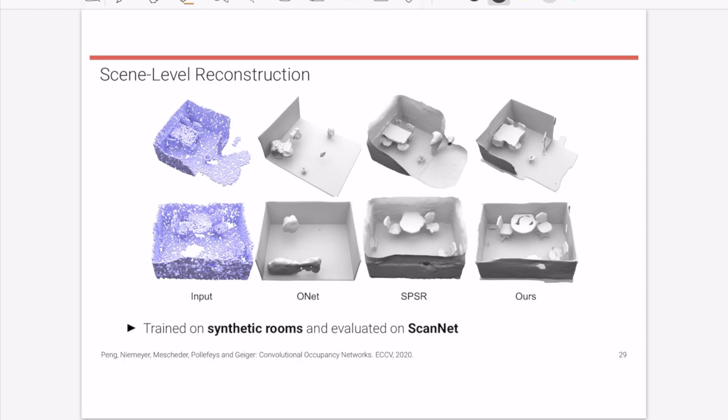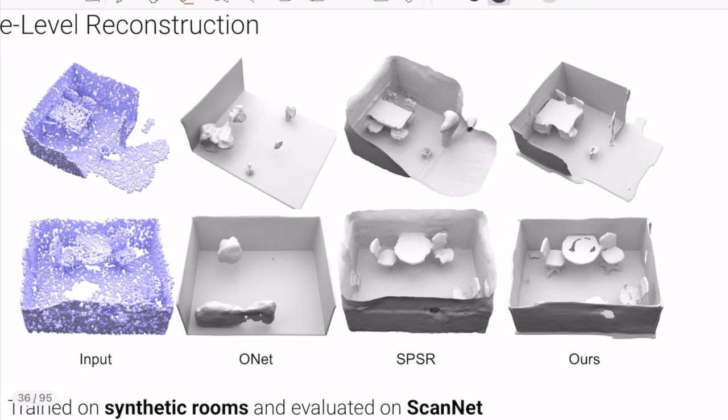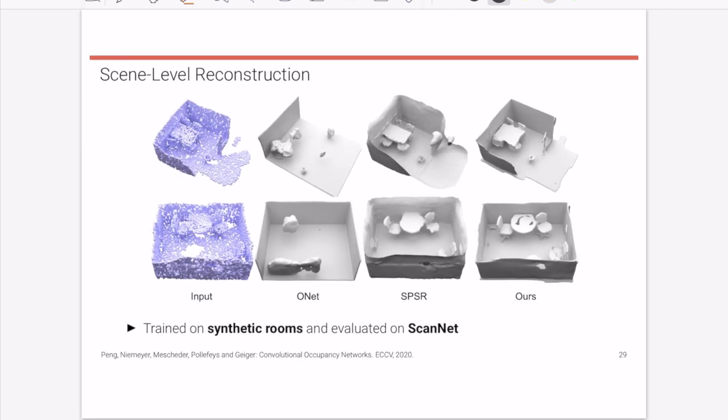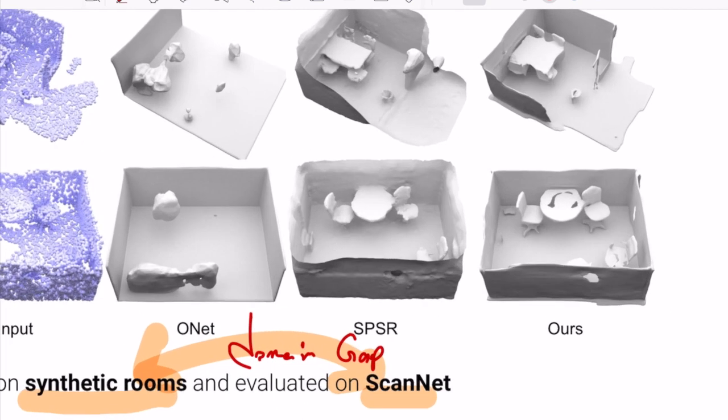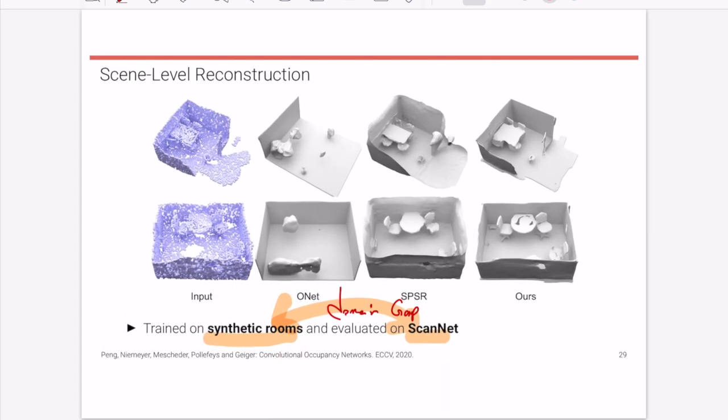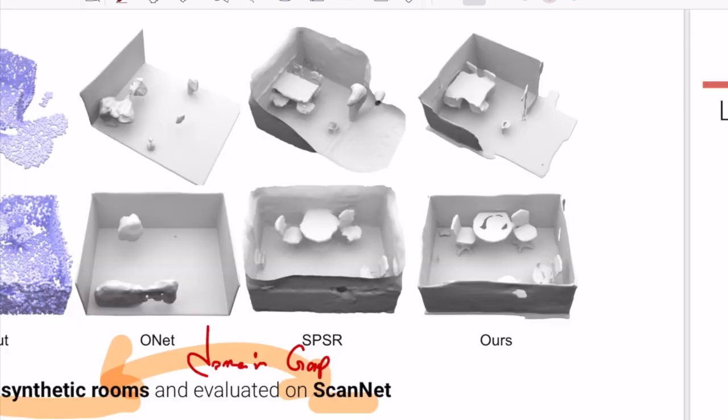This figure shows the generalization performance, because this model was trained on synthetic rooms and evaluated on ScanNet, which is real data. So because of this, there was a domain gap. But this convolutional occupancy network still performs powerfully. From here to here to here.